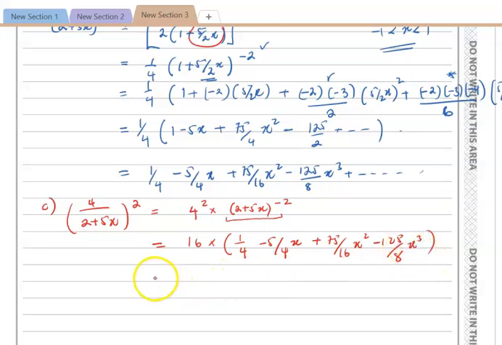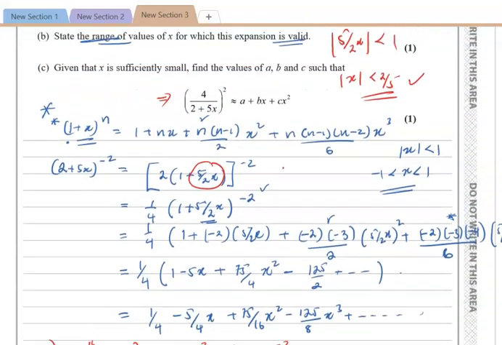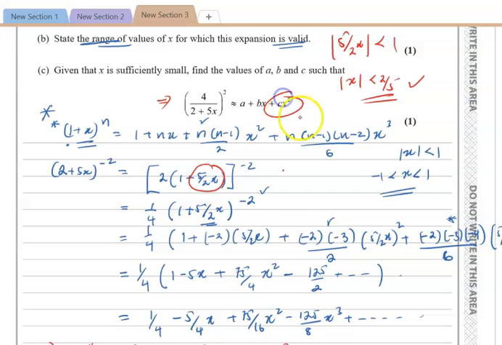And then your final answer here, so what you have is 4 minus 20x plus 75x squared. You can see that this is your answer. We don't need this one here. We don't need this, because in the question they said only up to x squared.